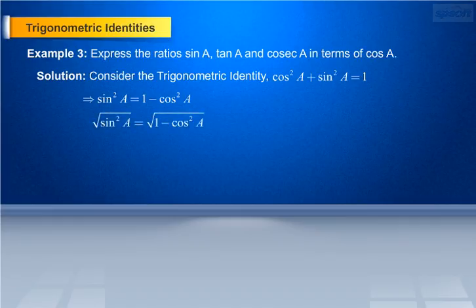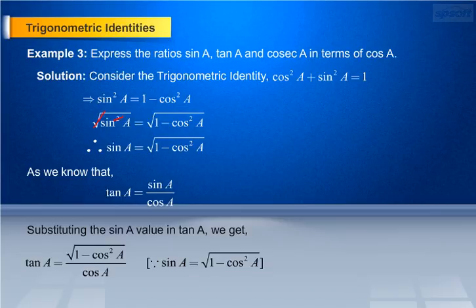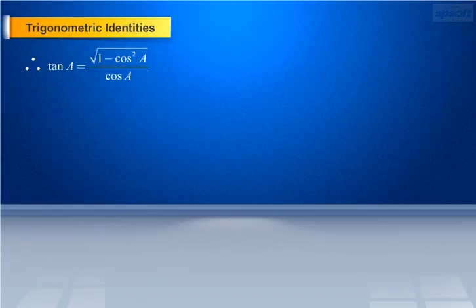Applying square roots on both sides, we get square root of sin square A equals square root of 1 minus cos square A. On simplification, we get sin A equals square root of 1 minus cos square A. As we know that tan A equals sin A by cos A, substituting sin A in tan A, we get tan A equals square root of 1 minus cos square A by cos A.